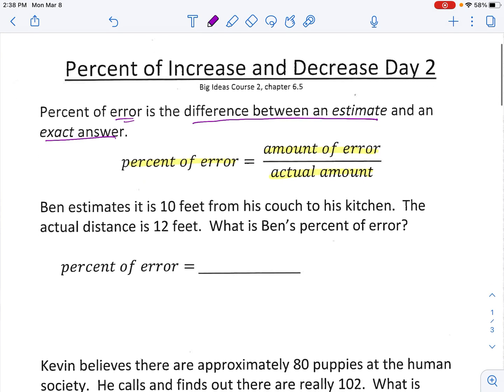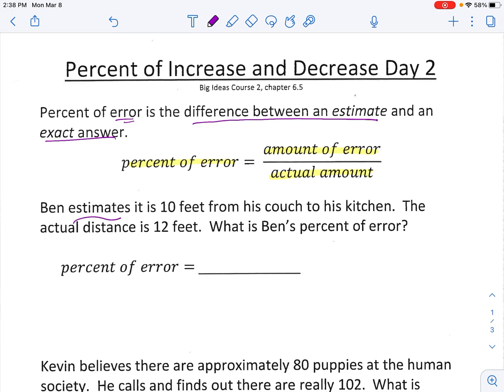So let's look at this first one. It says that Ben estimates it is 10 feet from his couch to his kitchen. The actual distance is 12 feet. What is Ben's percent of error? Go back up to our formula. The amount of error. He thought it was 10 feet. In reality, it was 12 feet. So the amount of error was 2 foot. Over the actual amount, actual distance is 12 feet from the couch to the kitchen.